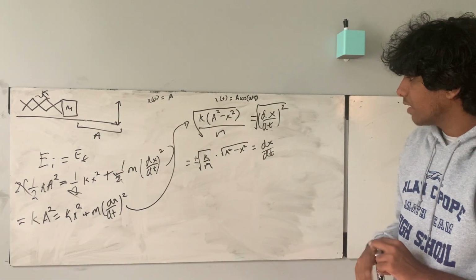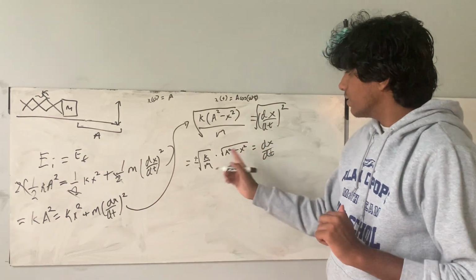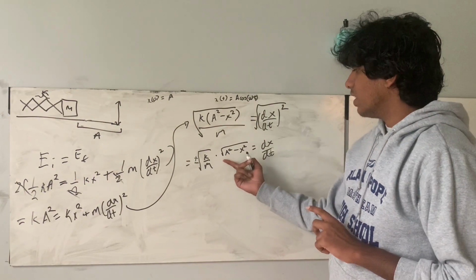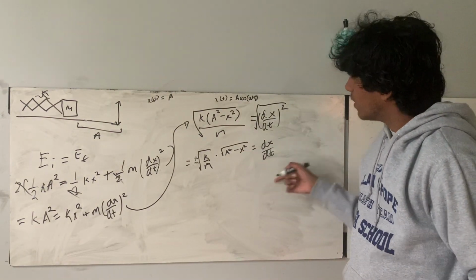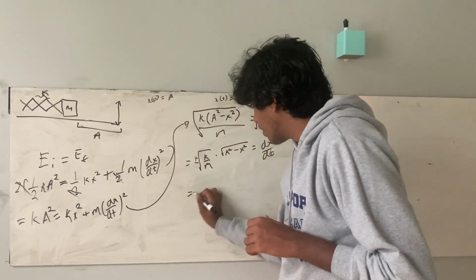Let's multiply dt on that side because there's no x's nor t's, so the default should be dt. And then divide the square root of A squared minus x squared on this side with the dx. We're separating our variables now. So let's do that.